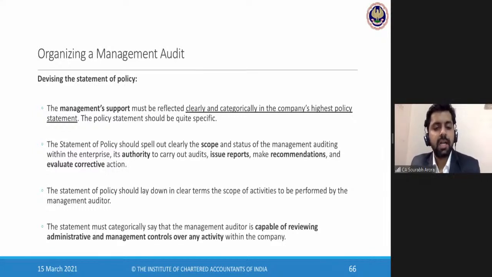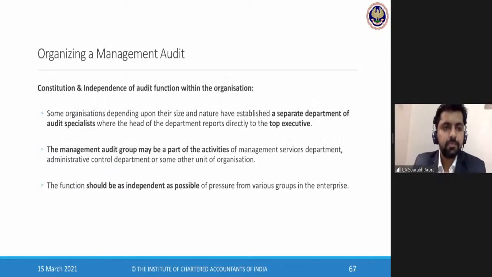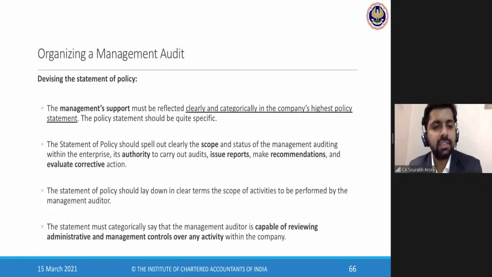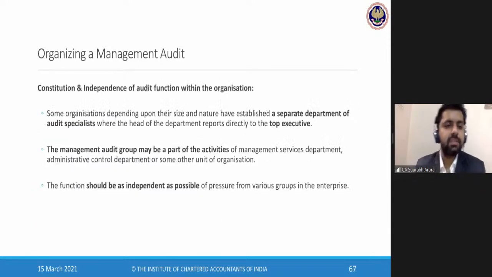The statement must categorically say that the management auditor is capable of reviewing admin and management controls over any activity of the company. The control should be as liberal as possible. This is regarding devising the statement of policy. Then constitution and independence of audit function within the organization.